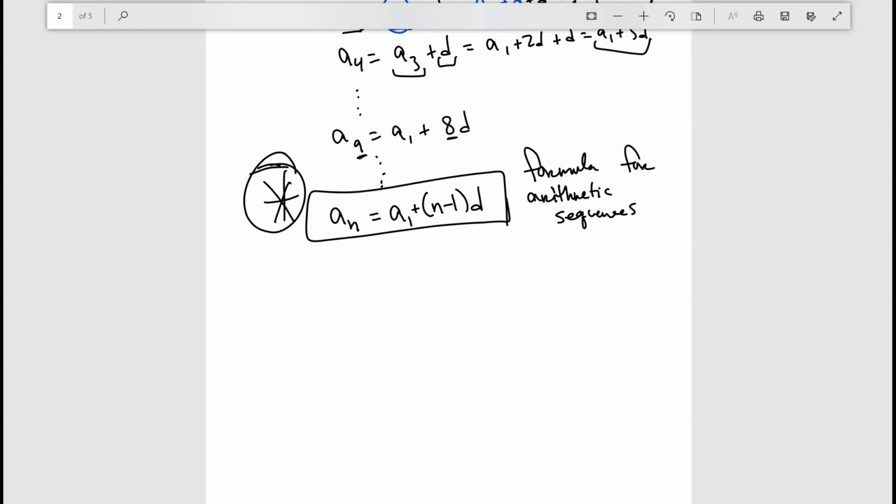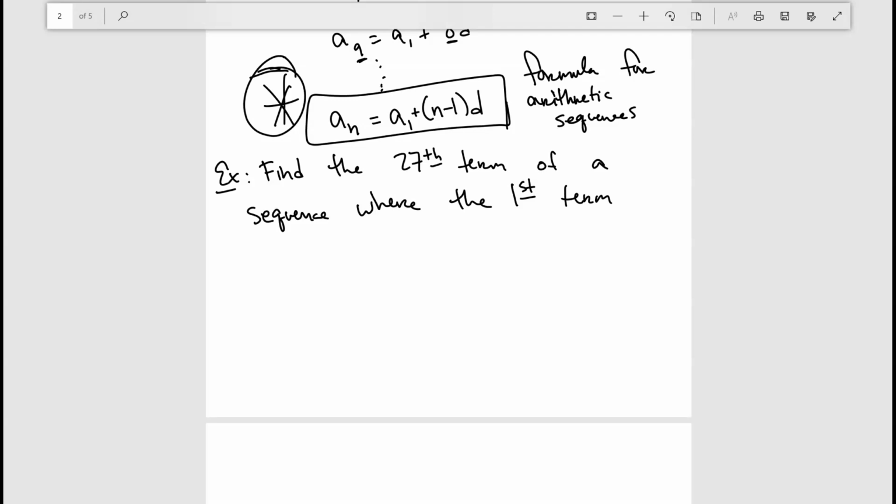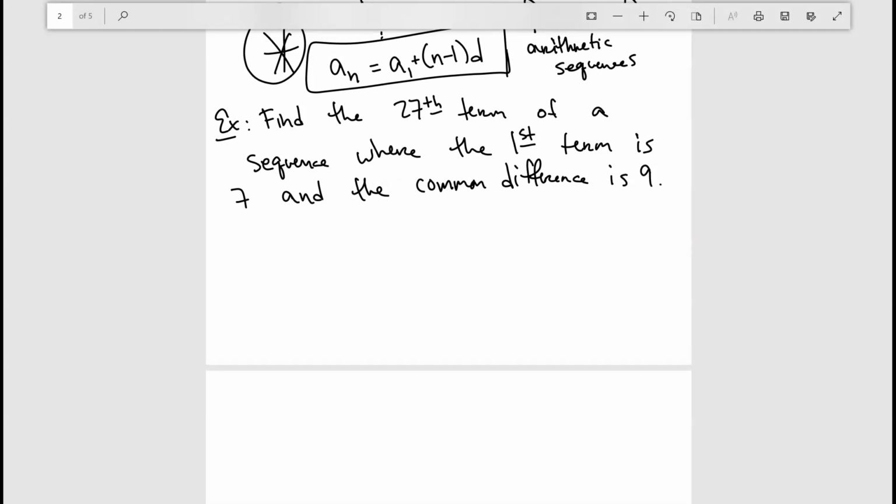Okay, so let's do a problem using this formula. What we want to figure out is: find the 27th term of a sequence where the first term is 7 and the common difference is 9. So we want to find the 27th term of a sequence where the first term is 7, so I start off with 7, and the common difference, so I'm continuously adding 9. So I'm going to add 9 27 times and see what I get.